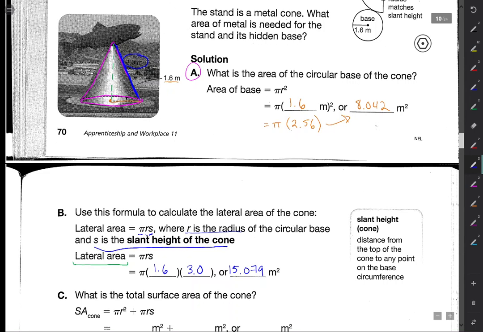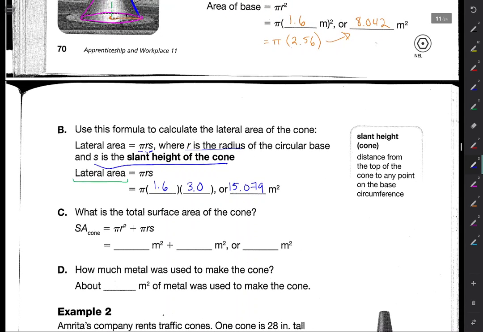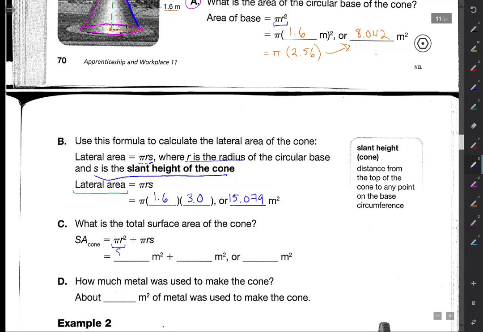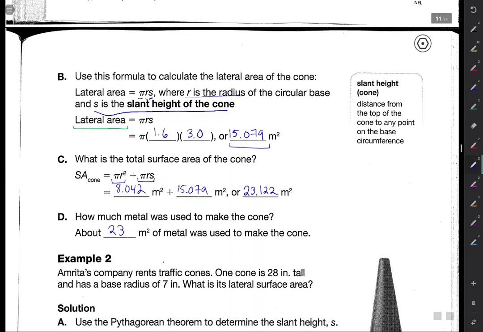15.079 meters squared. So finally, let's calculate the total surface area of the cone. We're going to take the area of the base that we did right at the top, which we found was 8.042 meters squared. Then let's add the lateral area to it, which we got as 15.079 meters squared. If we add those two together, we get 23.122 meters squared. So how much metal was used to make the cone? We could say about 23 meters squared of metal was used to make that cone.